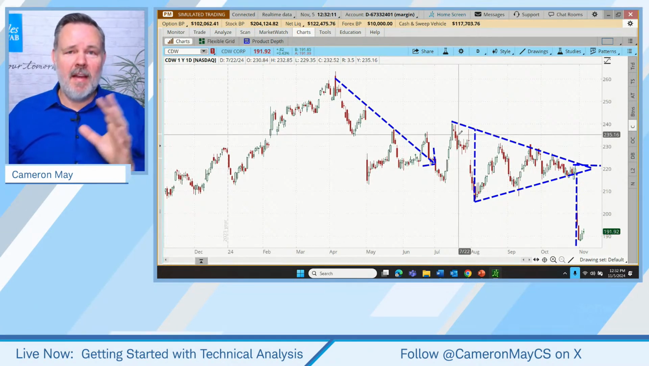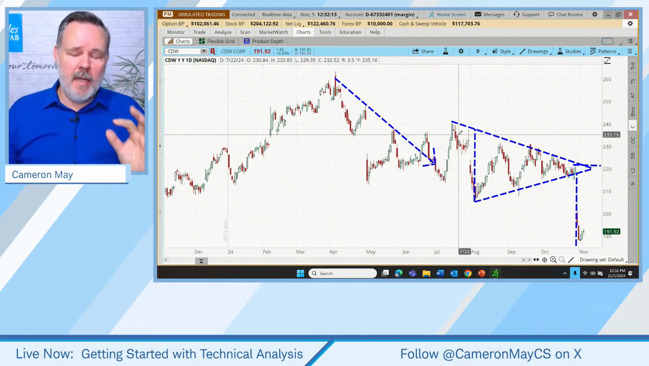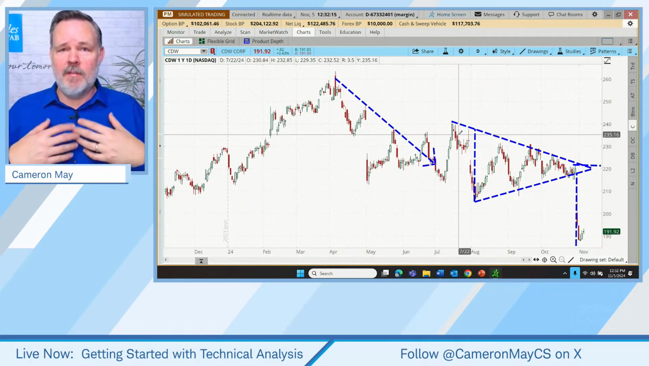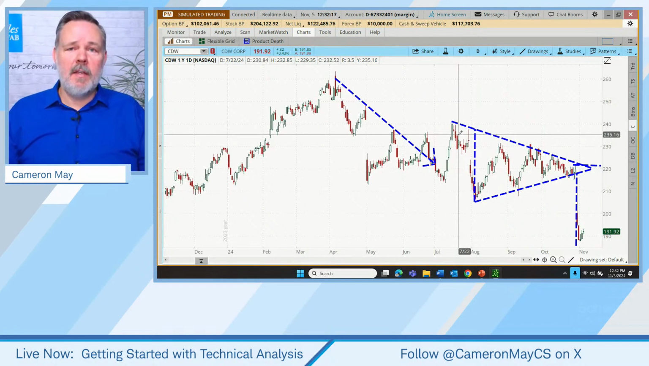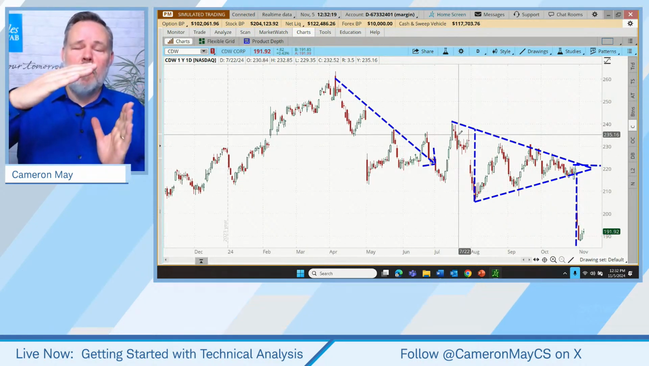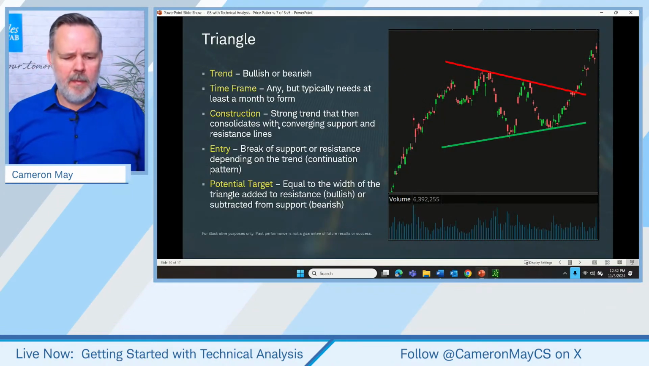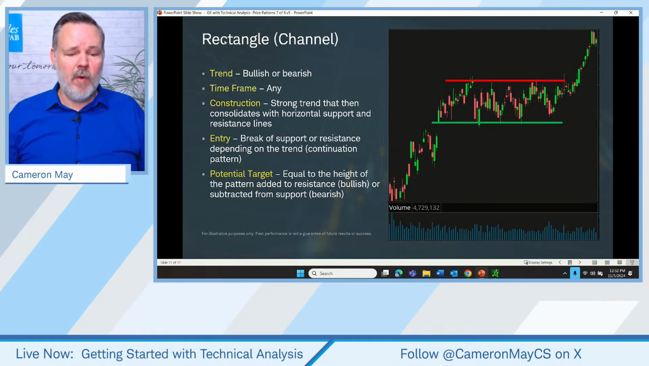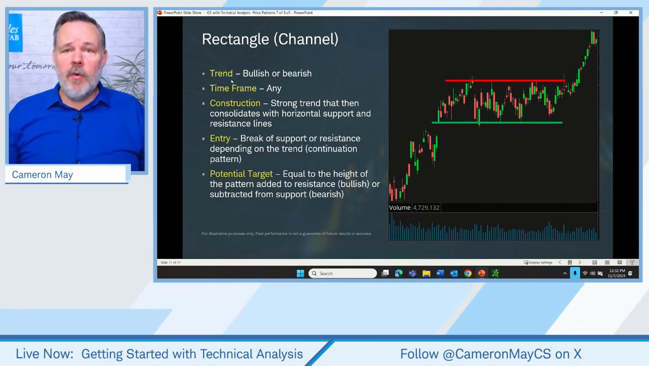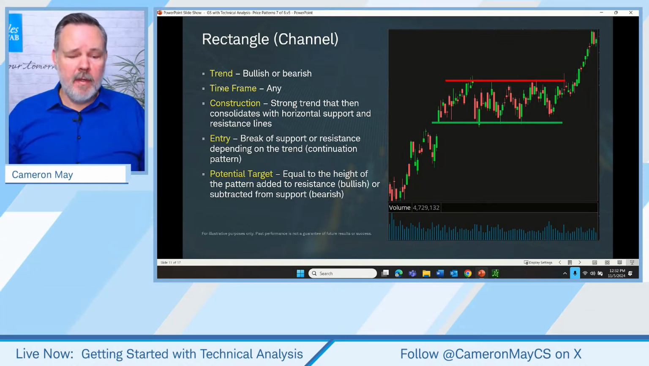We've learned several patterns. There's going to be a similar one here, very similar in my eyes to a triangle. It's just that instead of the support and resistance converging, they remain parallel to one another. But this is another continuation pattern known as a rectangle, alternately known as a channel. Before we even start looking for it, we first identify the trends, bullish or bearish.